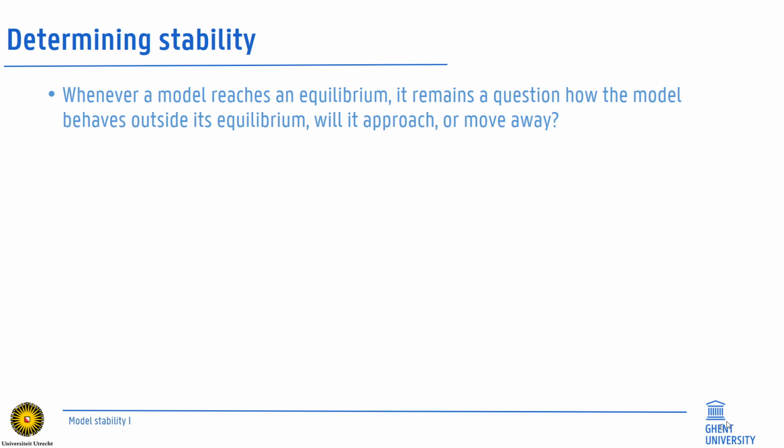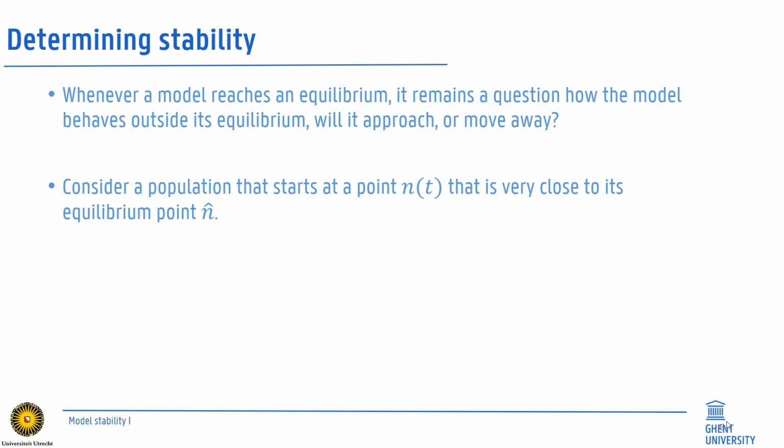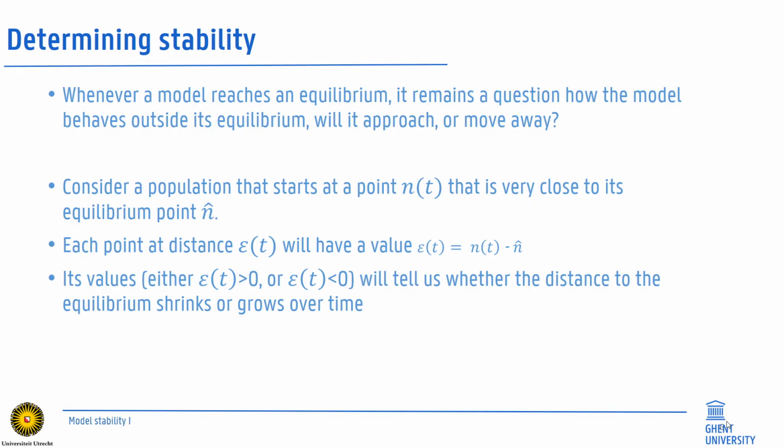Whenever a model reaches an equilibrium, it remains a question how the model behaves outside its equilibrium. Will it approach or will it move away? Consider therefore a population that starts at a point n_t that is very close to its equilibrium point n*. If that point represents a certain perturbation, let's say epsilon, then a point at that distance, epsilon_t, will have a value equaling n_t minus the equilibrium value n*. Whether epsilon is larger or smaller than 0 will tell us whether the distance to the equilibrium shrinks or grows over time.